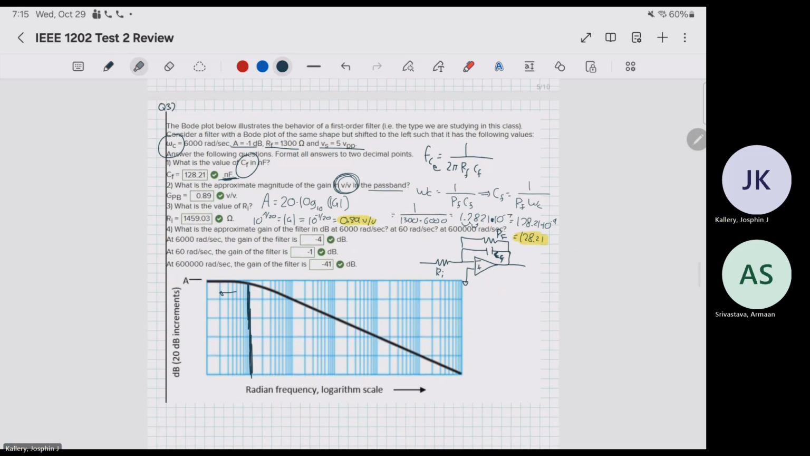Okay, now we need to find the value of Ri, and we can do that pretty simply, right? Thinking back to our gain equation, gain in volts over volts equals RF over Ri. So we know gain now, right? We just solved for it. We know RF, so we can solve for Ri. So let's do that. So gain in volts over volts times Ri equals RF. So that equals 0.89 times 1,300, which should be, oh wait, sorry, what am I saying?